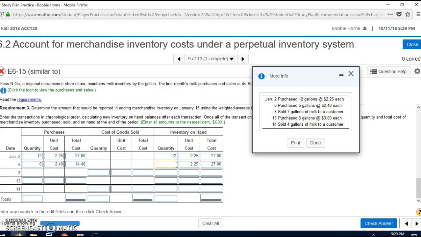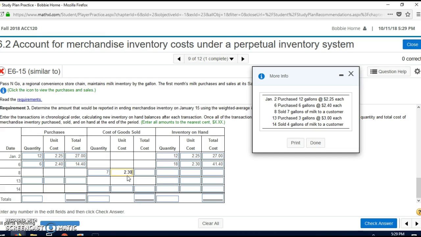We don't have layers with weighted average. When we purchase something, we have to get an average. So we take the total cost of what we have, $27 plus $14.40, and you get $41.40. Then divide it by the number of units you have. You have 6 and 12, which is 18. So $41.40 divided by 18, and your average cost is $2.30. So now when we sell 7 gallons, we know that the unit cost is what we just calculated, $2.30.